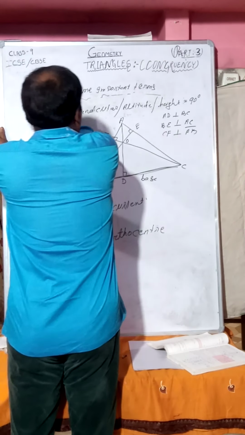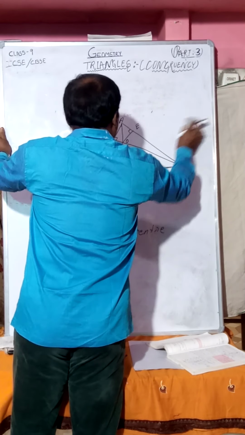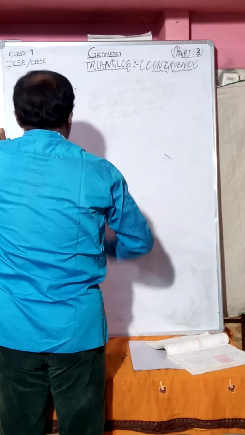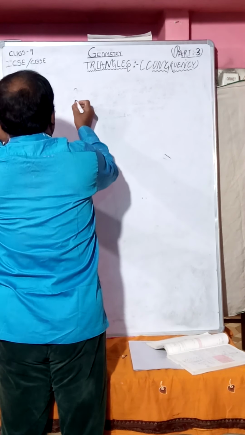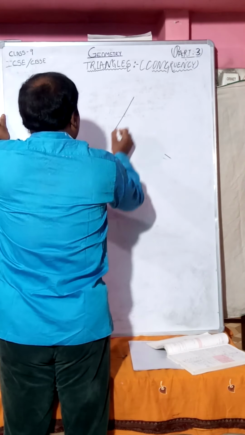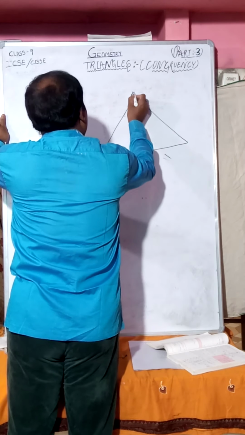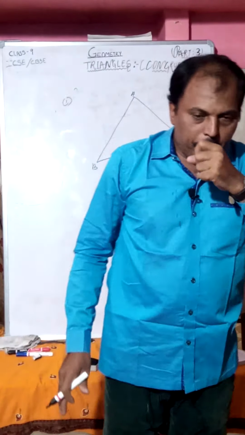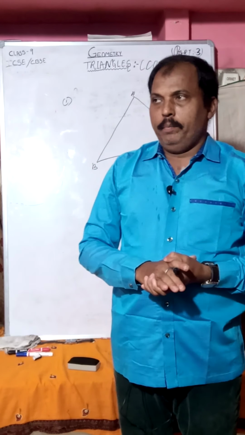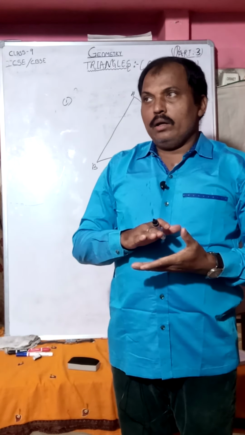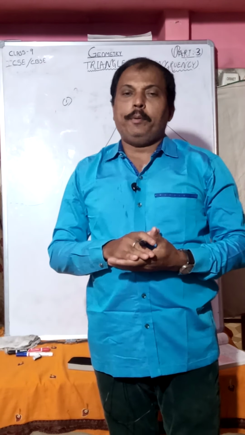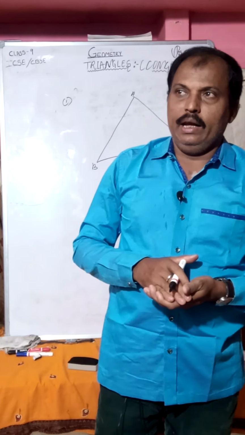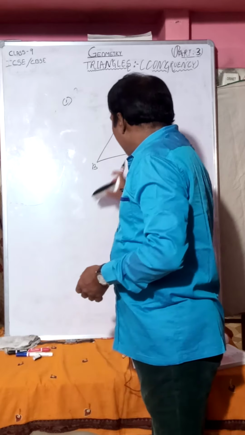Next we go to another triangle. Simple thing. This is the triangle ABC. ABC is a triangle. There are so many types of triangle, according to side and according to angle. Now I list those triangles.